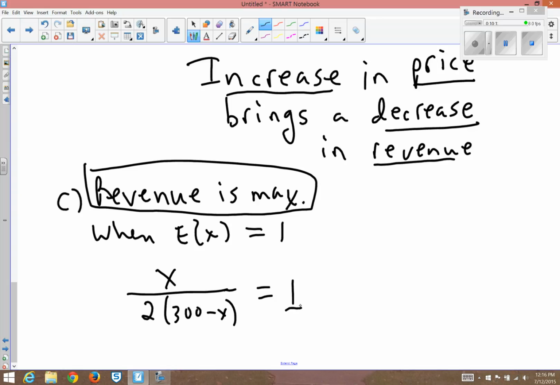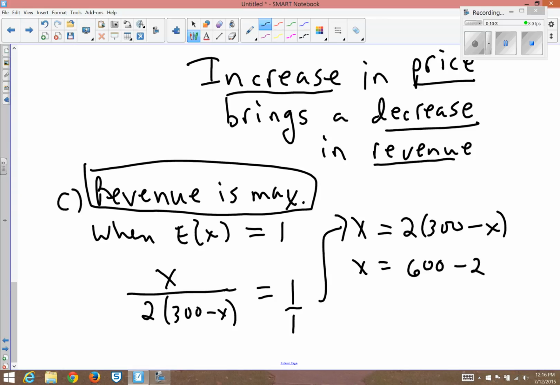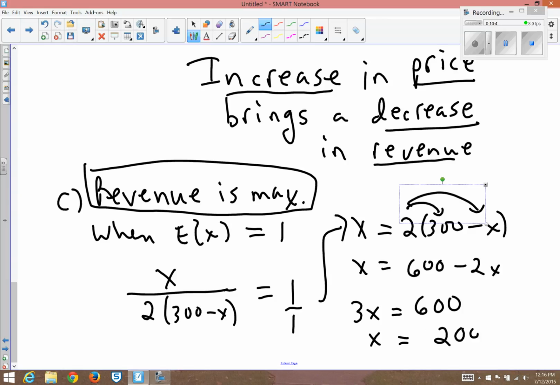To solve this equation, we cross multiply. X times 1 equals 2 times 300 minus x. When two fractions are equal, the cross products are equal. X equals 600 minus 2x, distributing the 2. Add 2x to both sides, and divide both sides by 3. So when x, which represents the price, is $200, that's when the revenue will be maximum.